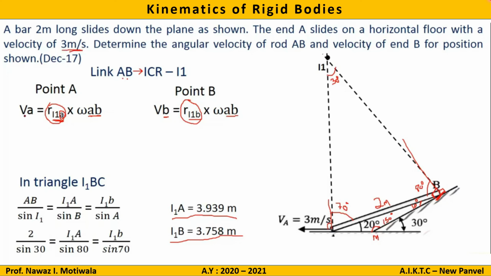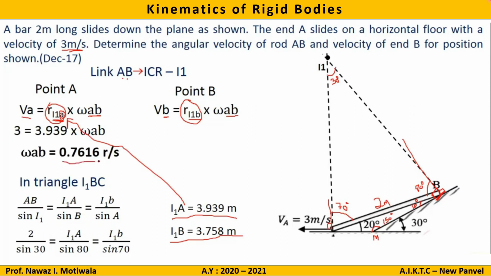So VA is 3, and I1A we have already found out. So I will substitute it here. So what will I get? I will get the answer for omega AB as 0.6176 radian per second. Now omega AB is known to us.